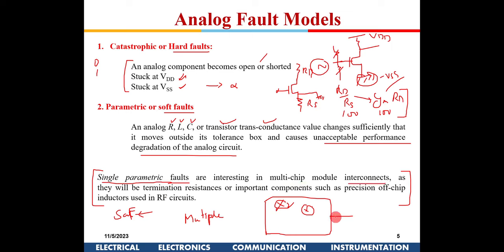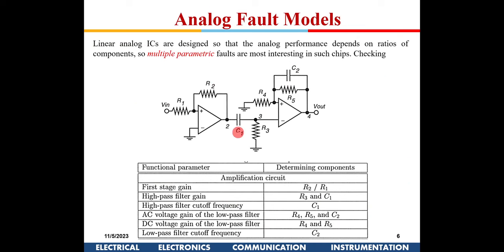Suppose I have a wire, I can say this wire is open, this wire is closed, or the resistance of the wire has gone higher or lower, or there is a stray capacitance associated with this wire. So these are all single parametric faults associated with wires. But in actual circuits, most of the circuits, we have to define the performance based on multiple faults and the ratio of the faults.